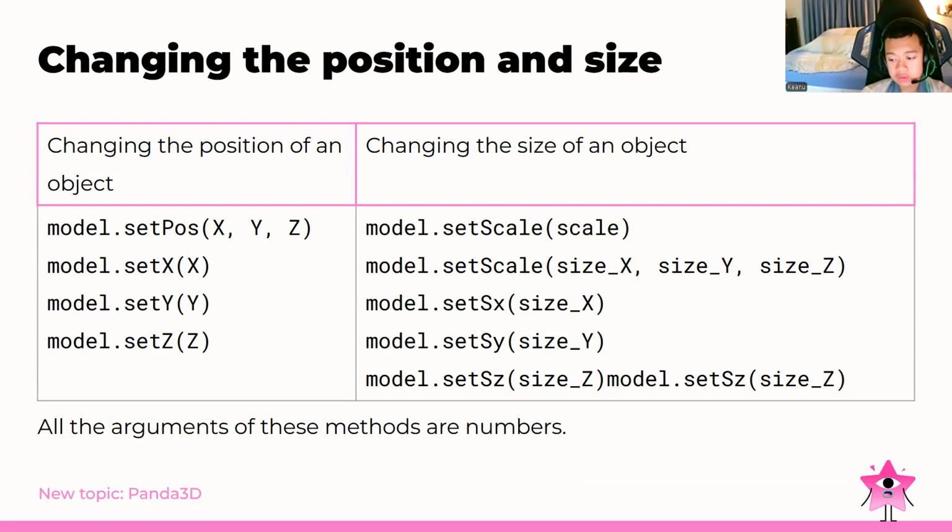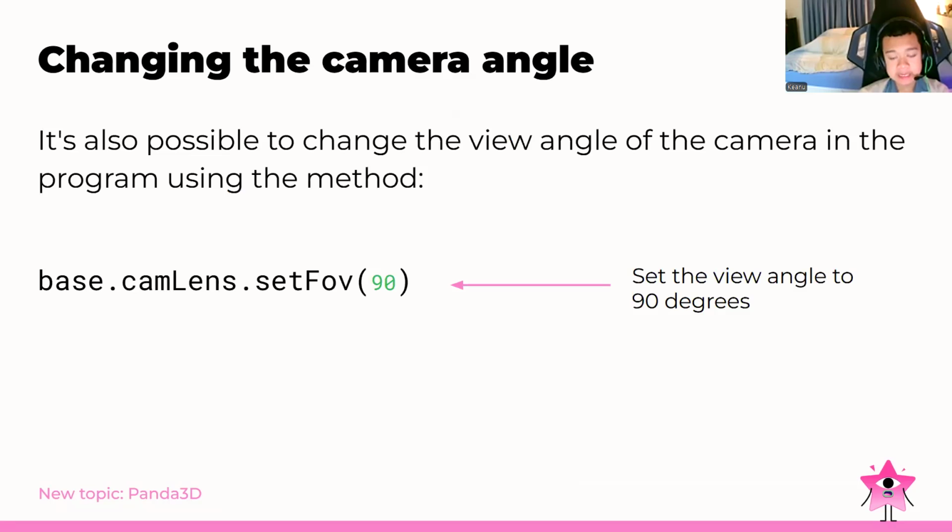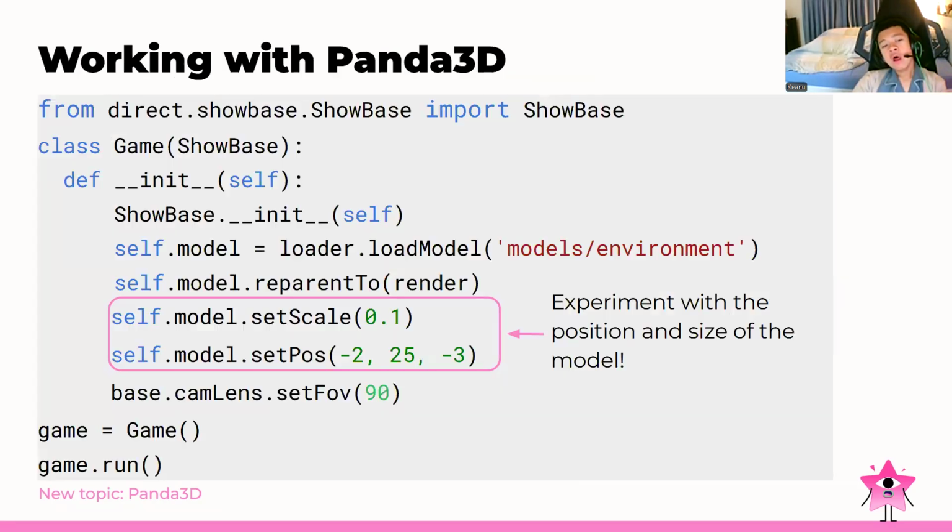So basically, it will be likely numbers for adjusting this one. It's also possible to change the view angle of the camera in the program using this method. Just using this with the cam lens, we set the 90 degrees for this one. We're using the 90 degrees angle here. So basically, we're adjusting the angle by using this one.